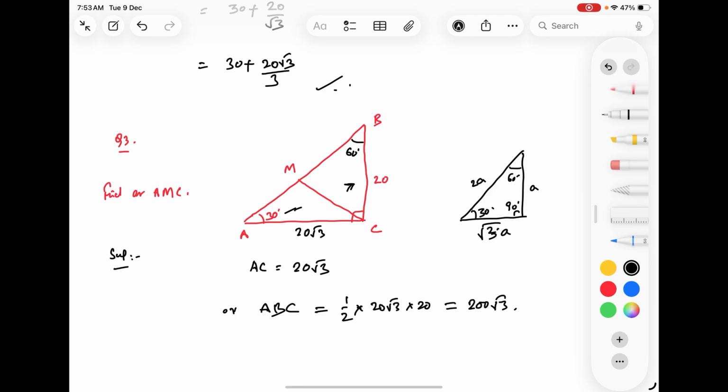But we need to find the area of AMC. M is the midpoint, right? It is given that M is the midpoint. So the area of AMC will be half of the area, because the median of a triangle divides it into two triangles of equal areas. So the final answer is 100 root 3.